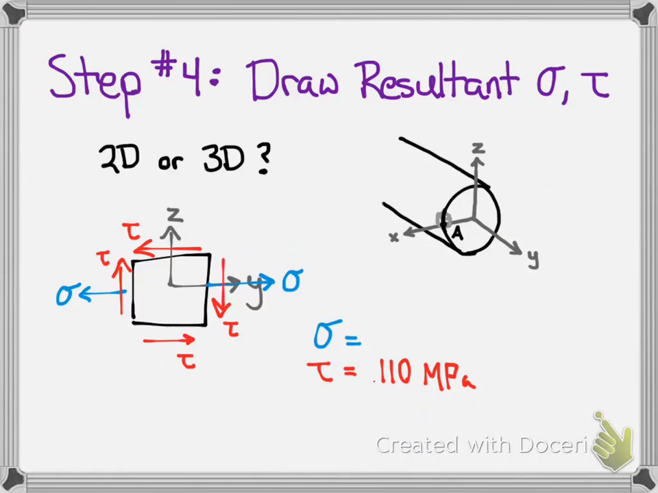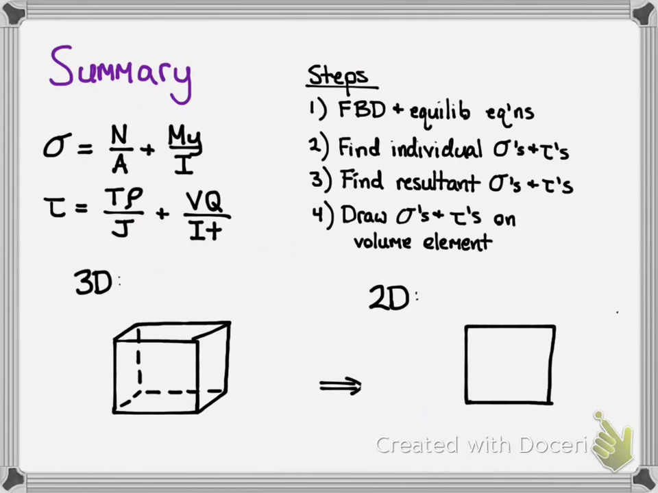And our normal stress at point A was 1.274 megapascals. So that should give you a pretty clear picture of combined loading and how to determine the stress state at a given point based on combined loading.